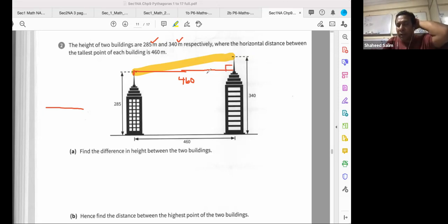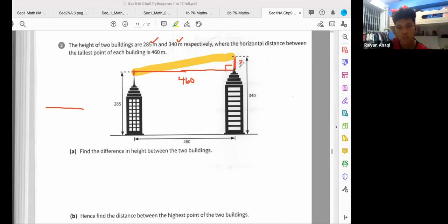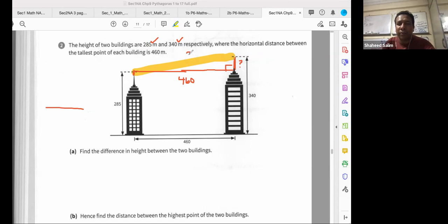So now they tell you, find the difference in height between the buildings. The difference in height will give you this part here, because this part is the difference between this and this. So can you find this first? And then after that, they want you to find this one. So you do the first question mark first, then the second question mark. You know what I'm talking about?